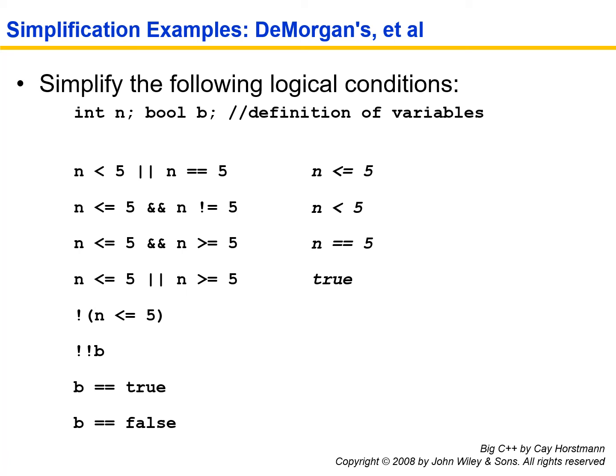Not n less than or equal to 5, well, we multiply the not through, and we get n greater than 5. Not not B, two nots cancel each other out, and you just have B. B equals true. If B is a Boolean, that's just the same as saying B. You can just say if B. You don't have to say if B equals true. B equals false. That's the same as saying not B. Again, you can just say if not B instead of saying if B equals false.